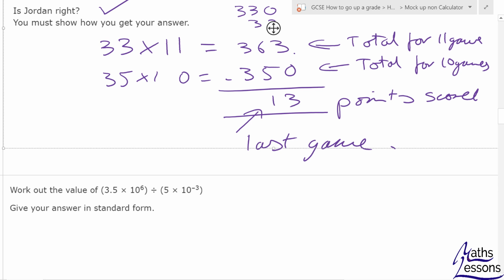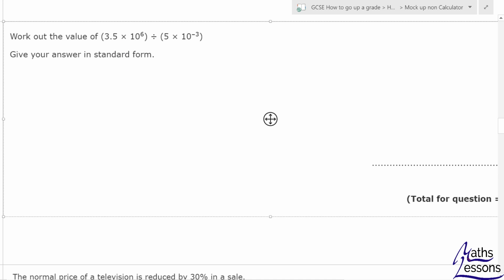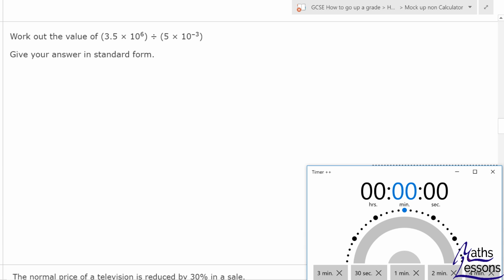Right, here we go. A standard form question without a calculator. So again, just another 2 minutes. Off you go.